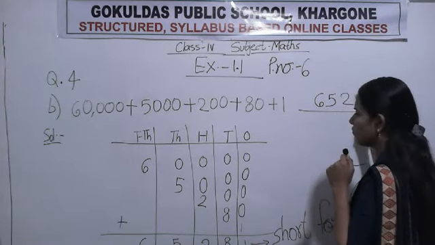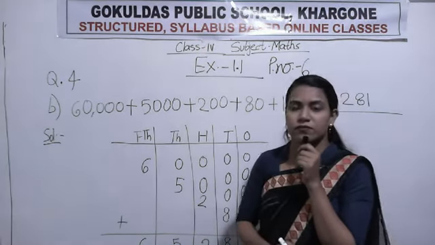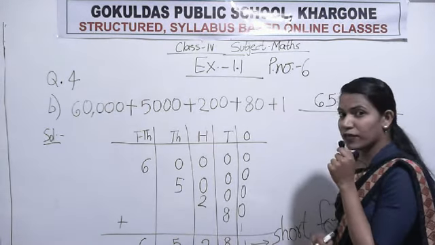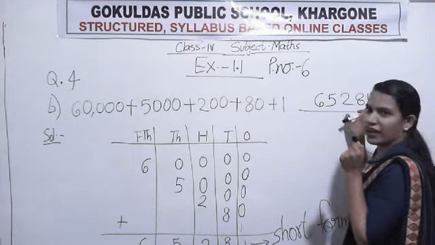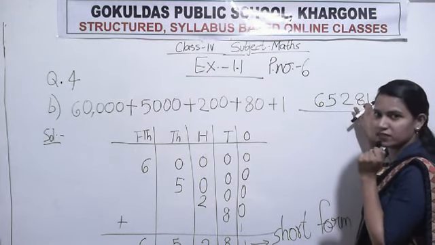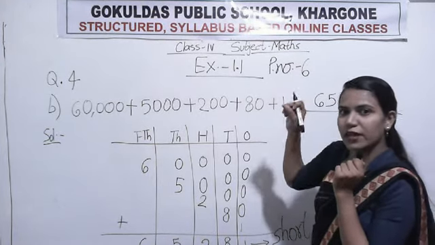65281. We get 65281. Put the comma according to the Indian system. What do we do? How do we place the comma according to the Indian system? We start from the right, and what we do? We leave 3 digits and put a comma, then 2 digits and put a comma, then 2 digits, then put a comma.